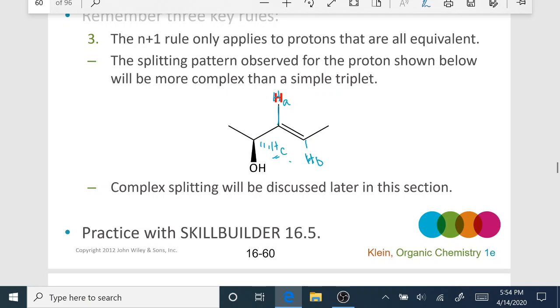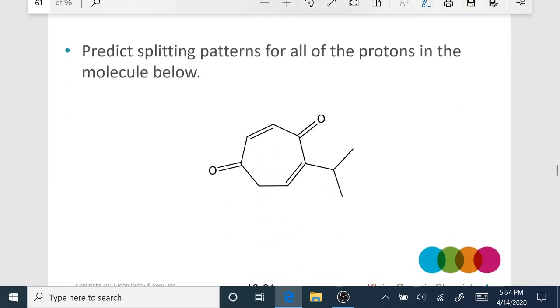If HA, HB, and HC were equivalent, then it would be a triplet because it has two neighbors. But since HB and HC are not equivalent, it's going to be split into a doublet by HB and a doublet again by HC. So it's going to be split into a doublet of doublets, and that signal may look something like this, okay? So you may have one hydrogen associated with a doublet of doublets, for example.